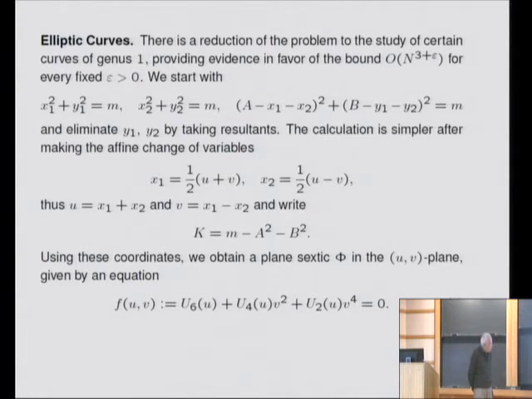U4 is degree 4, and U2 is degree 2. The total number of coefficients is well over 100, so it's better to use the computer so you don't make mistakes doing it by hand.